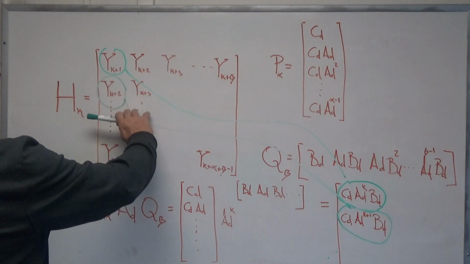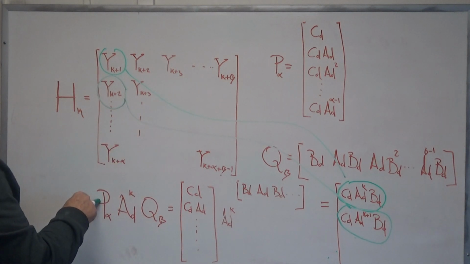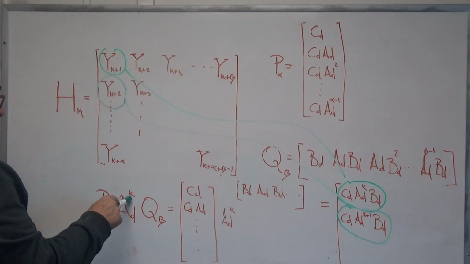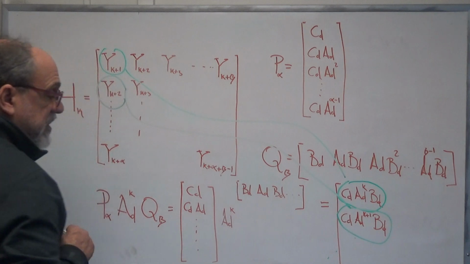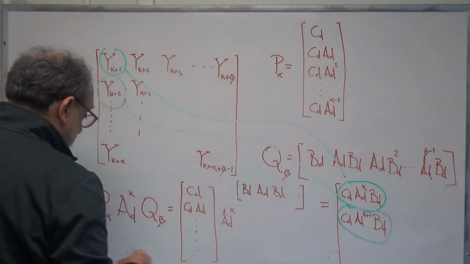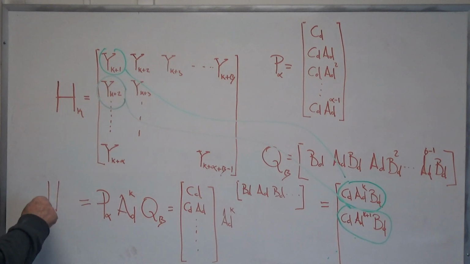as you do the whole thing, that this product is exactly this matrix. That is, the observability block of size alpha times AD to the K times the controllability block of size beta is the Hankel matrix HK. Okay? That is the Hankel matrix HK.